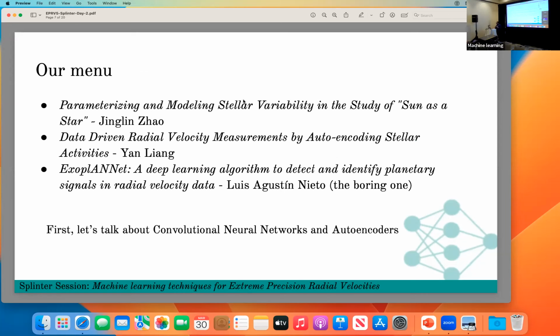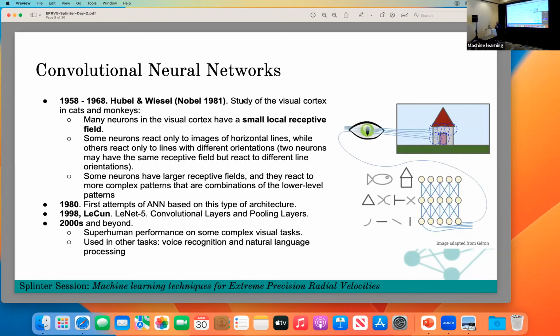We will have 3 talks today. I put myself at the end just in case we are running out of time, and I need to rush for these talks. I'm going to use 2 main topics, convolutional neural networks and autoencoders, right? So let's begin with the CNNs.